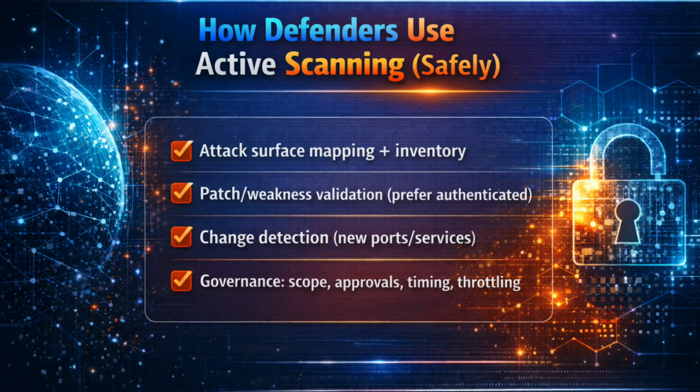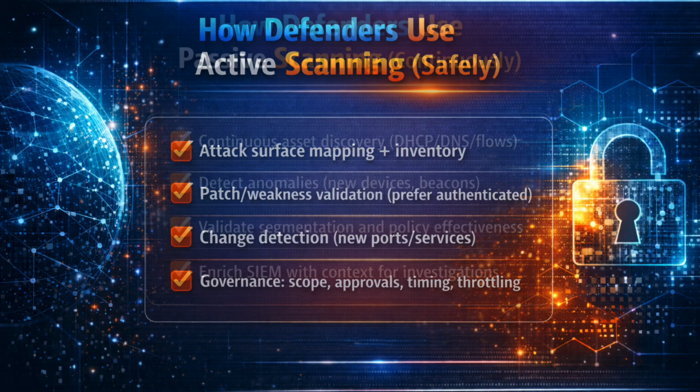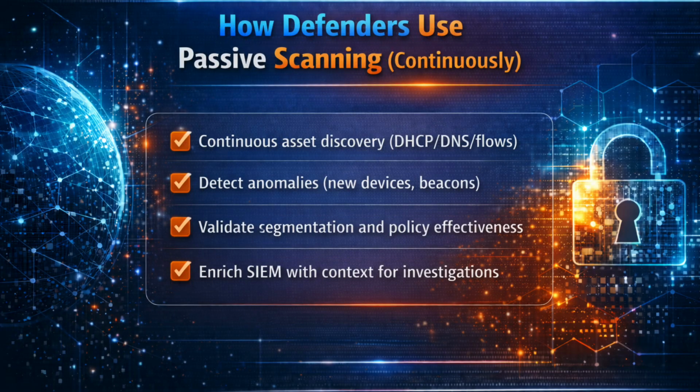The professional part is governance. Define scope, get approvals, schedule scans to avoid peak hours, and tune rates to prevent outages. Also, treat scan results like sensitive data, because they are essentially a map of your weaknesses. In short, active scanning is a routine health check, but it must be carefully managed to avoid becoming the cause of an incident. Passive scanning is often your always-on visibility layer.